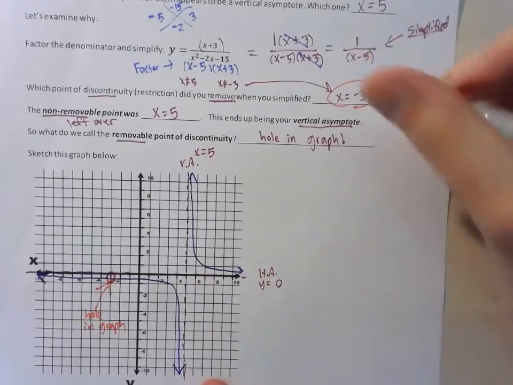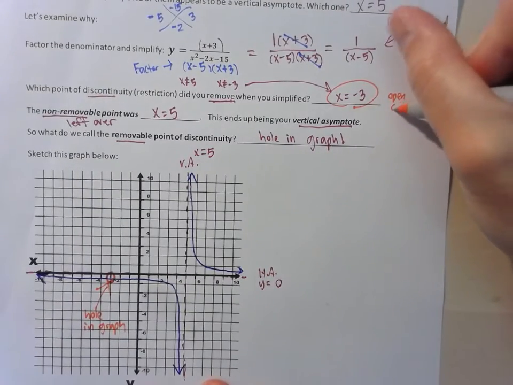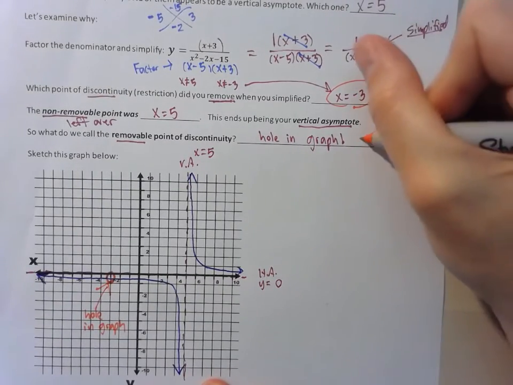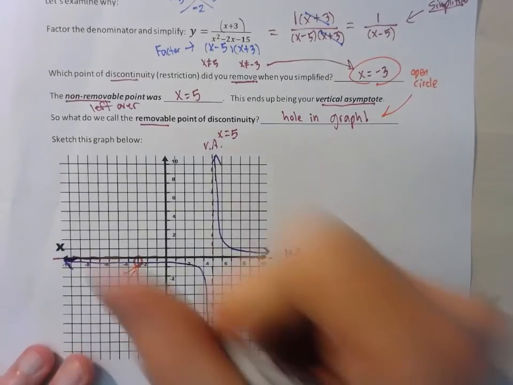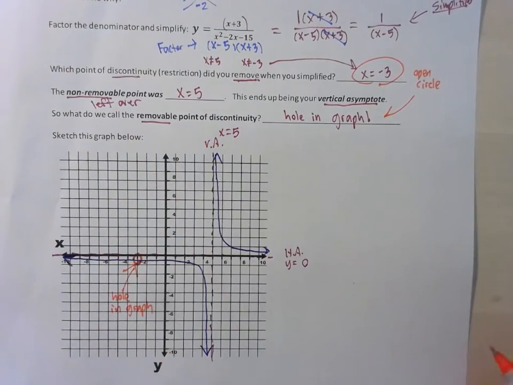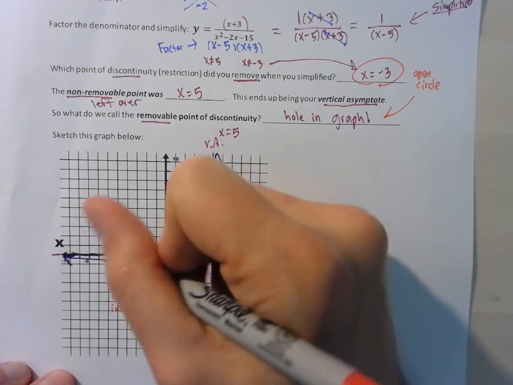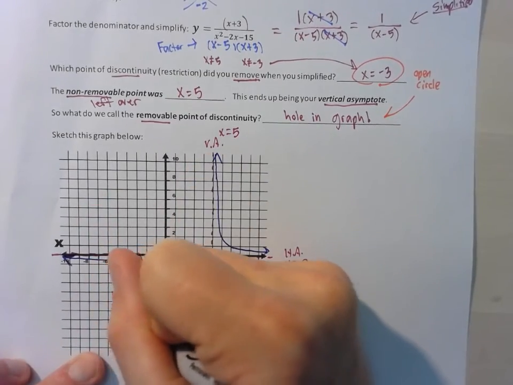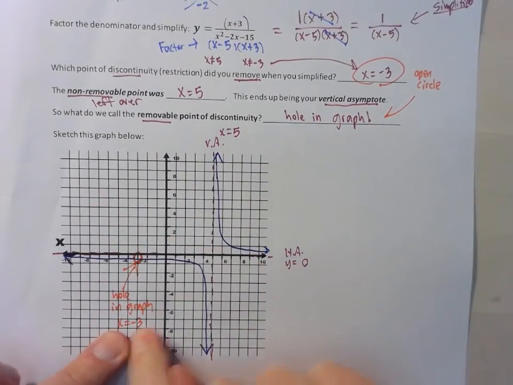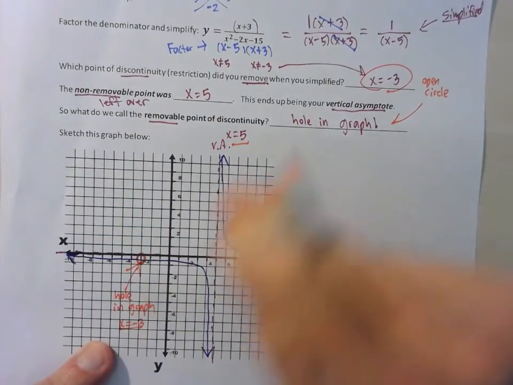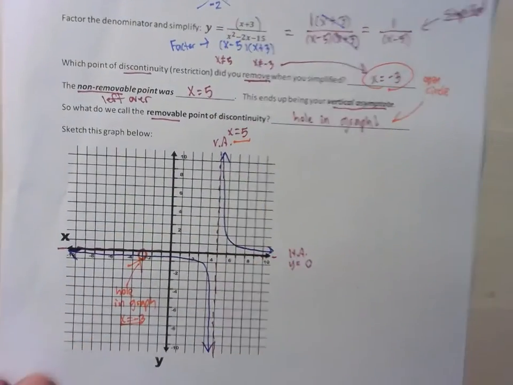So holes in the graph are always going to be an open circle. If you use pen like I did, you can just kind of draw over it. And that's going to be at x equals negative 3. Your hole in the graph and your vertical asymptote represent all the restrictions, all the points of discontinuity.